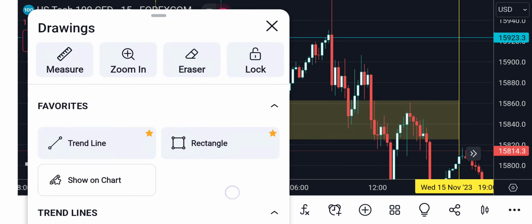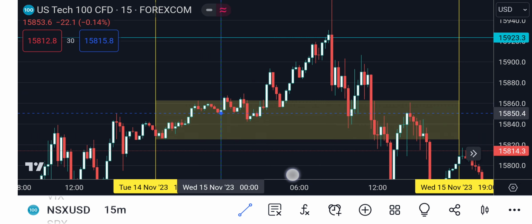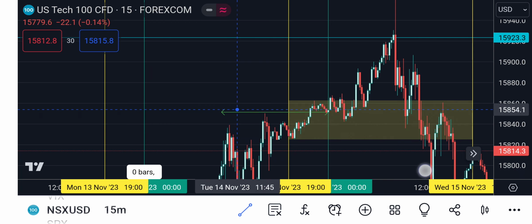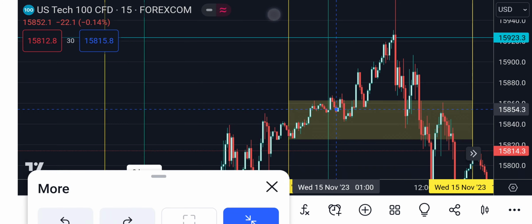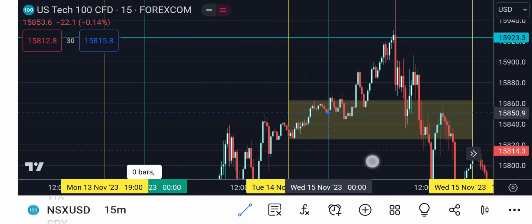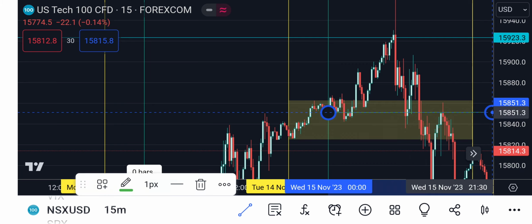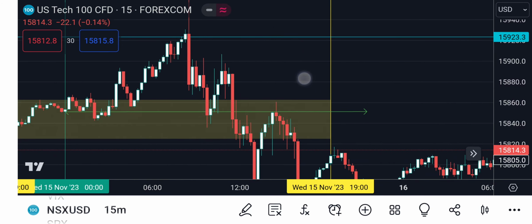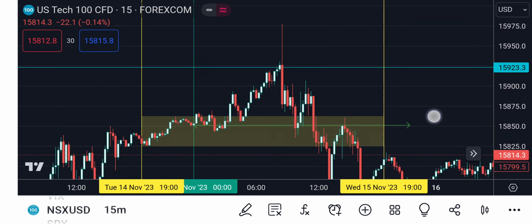So I'm also going to do this as well. I'm going to put in a trend line, just to mark the opening of the New York opening time. Okay, I put in a trend line just to mark the New York opening time. So now we've marked the New York opening time.